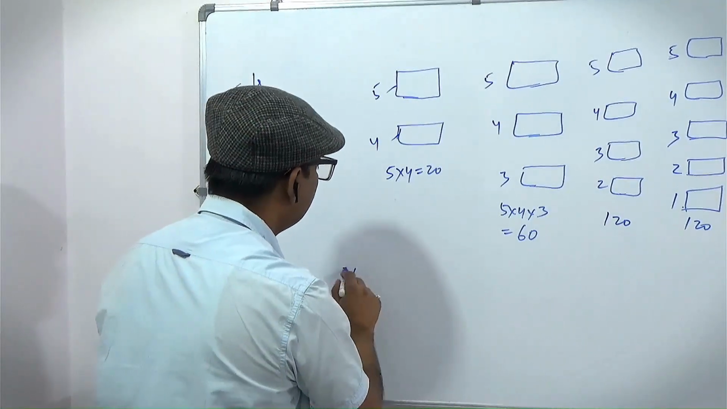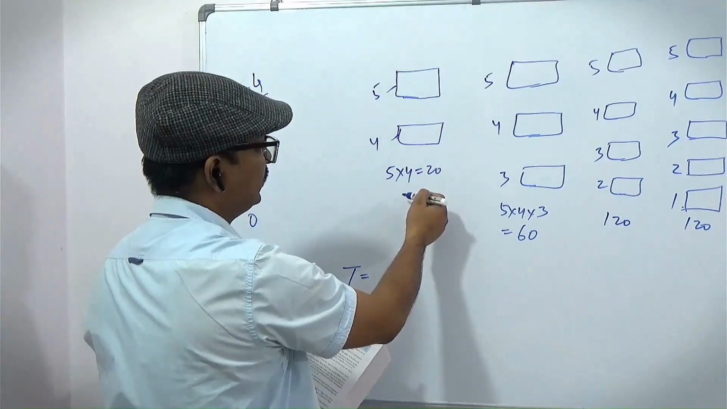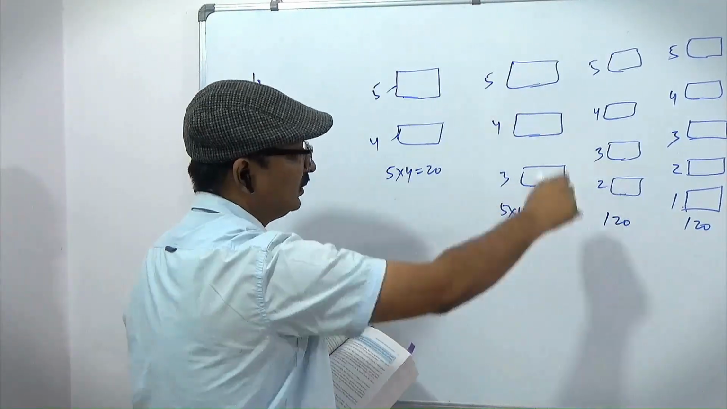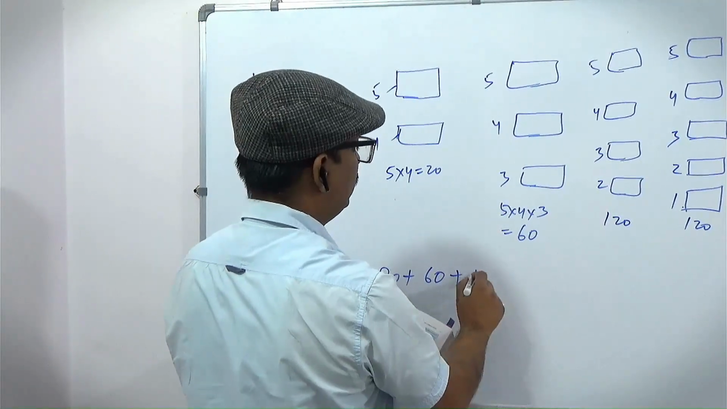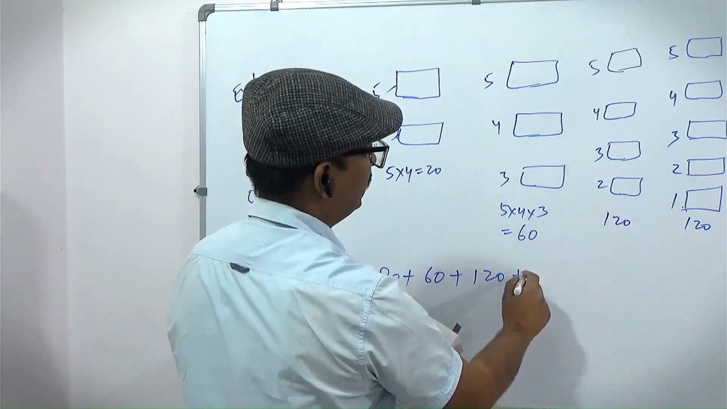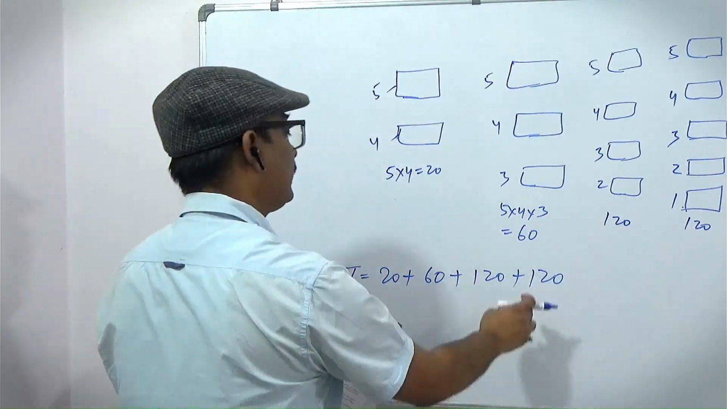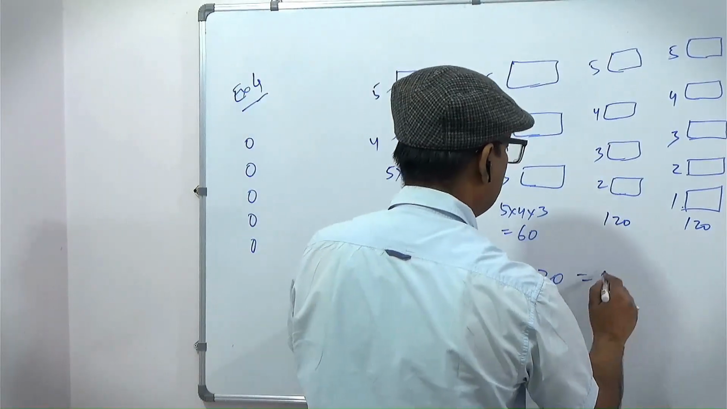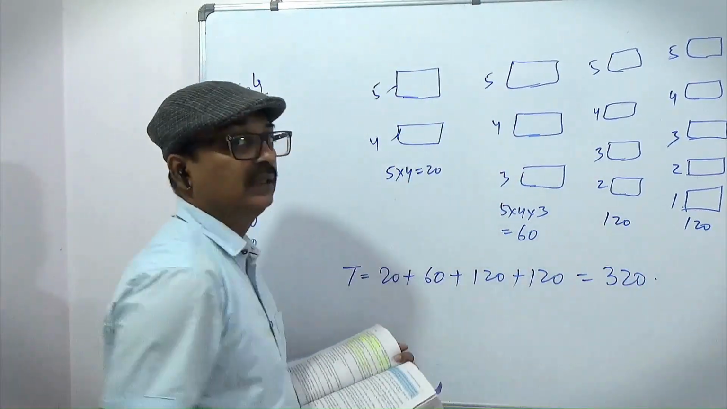So the total number of ways, now the addition principle will apply. So the total number of ways will be, if two flags are used, 20 ways. If three flags are used, plus 60. If four flags will be used, then 120. And if five, then again 120. So this will be 240, 300, 320. So the total number of ways will be 320. Clear?